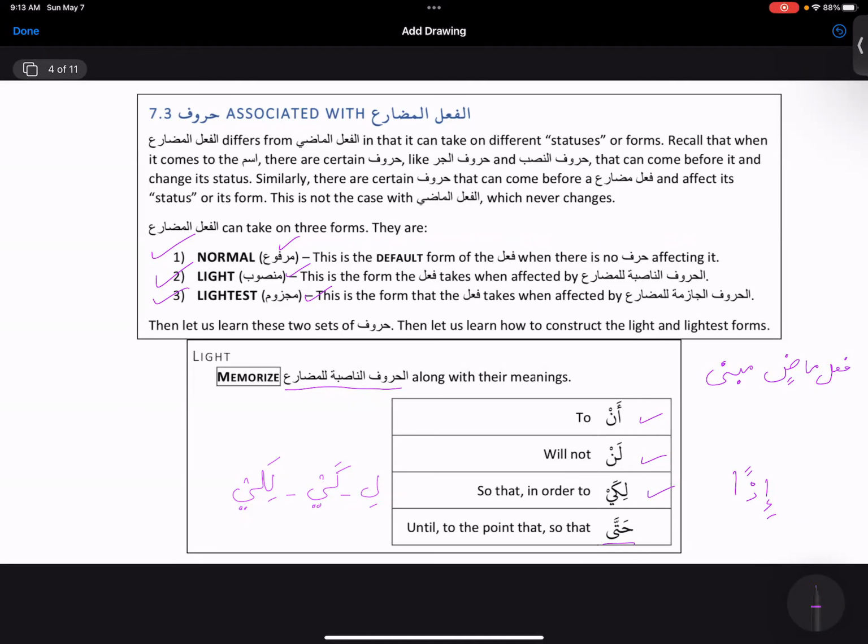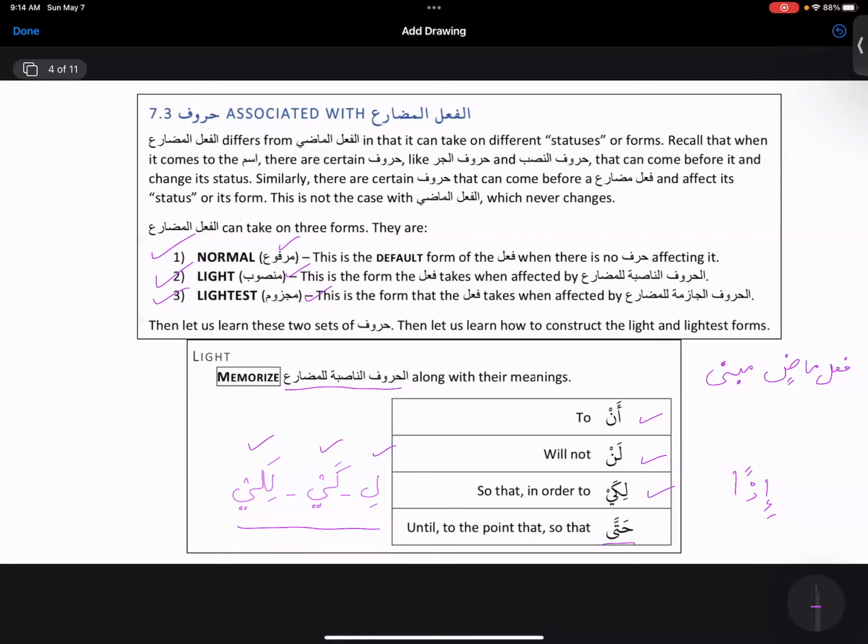You see that for likai, I put three versions over here. You can chunk likai in three ways. Sometimes only li comes and makes fil mudariya mansoob, sometimes you will see kai, and sometimes you see the whole thing, likai. Did you get it? Yes, alhamdulillah. So who can repeat these huruf? These are called the huruful nasibatul mudari: an, lan, then likai, which we can break down separately into li, kai, and likai, and then we have izan or izn, and then hatta.